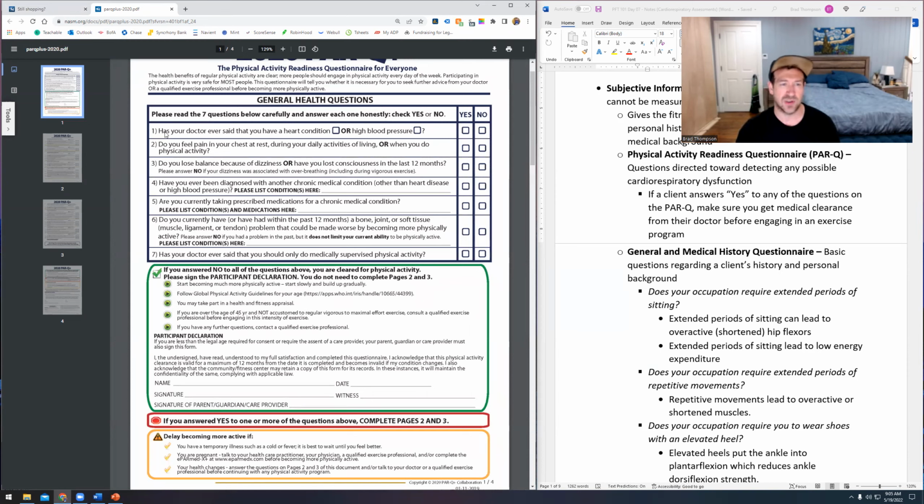So question one: has your doctor ever said that you have a heart condition or high blood pressure? Heart condition, high blood pressure, that would be marked as a yes. Do you feel any pain in your chest when you're at rest or during physical activity? Yes or no. Do you lose your balance because of dizziness, or have you lost consciousness randomly, right? That could be a blood pressure issue. Have you ever been diagnosed with a chronic medical condition other than heart disease? So if they say they have diabetes or something like that. Are you currently taking any prescribed medications for chronic conditions?